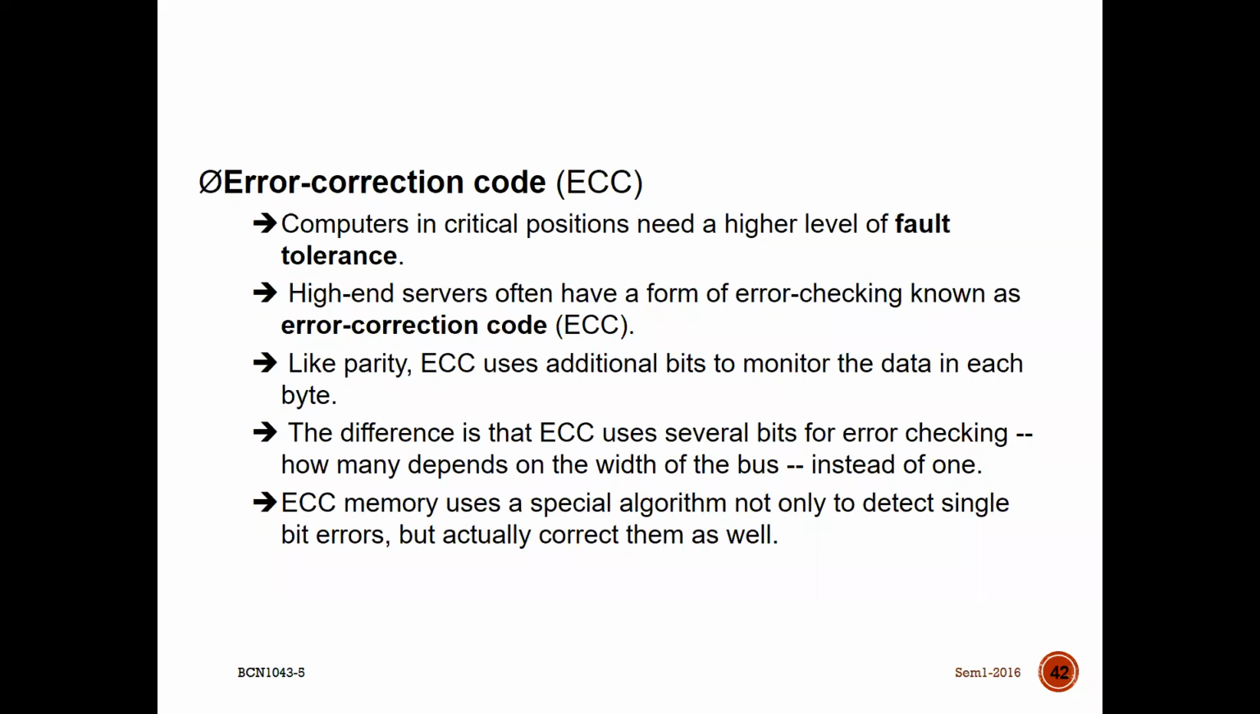Error correction code. Computers in critical positions need a higher level of fault tolerance. High-end servers often have a form of error checking known as error correction code. Like parity, ECC uses additional bits to monitor the data in each byte. The difference is that ECC uses several bits for error checking. ECC memory uses a special algorithm not only to detect single-bit errors but actually correct them as well.